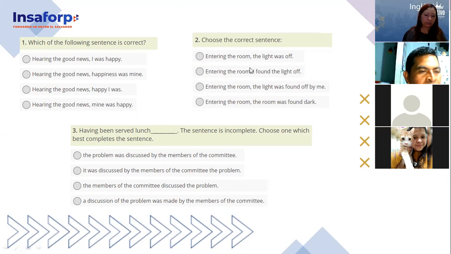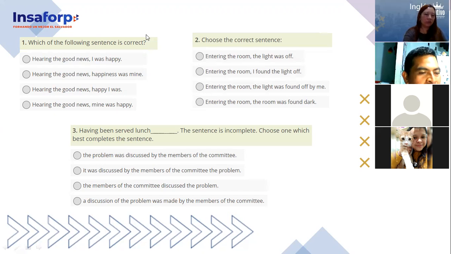Number two. ¿Quién quiere ser el número dos? Let's see. Ahora es un momento de practicar. Vamos a ver. Noé, dígame el número dos, por favor. Solo que no le escucho, Noé. Si se acerca más, por favor. Turning the room, I put the light off. Okay. ¿Por qué, Noé? Porque dice al estar en el cuarto, encuentra la luz apagada. ¿Encuentra o yo encontré? Yo encontré. I found. I found the light off. Correct. That is correct, Noé. That is the right one. Yes.